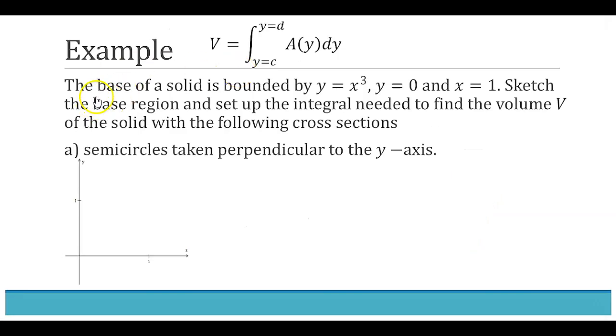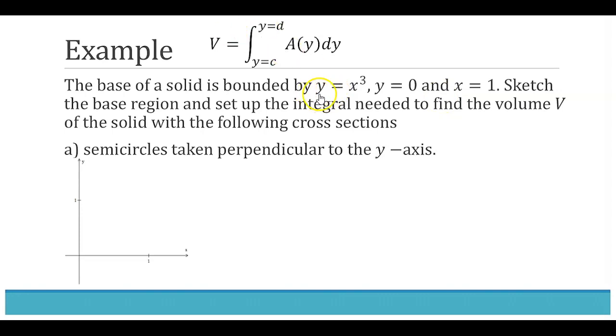In this example, we're told the base of a solid is bounded by y equals x cubed, y equals 0, and x equals 1. Sketch the base region and set up the integral needed to find the volume V of the solid with the following cross-sections. In part A, we're going to have semicircles taken perpendicular to the y-axis. We'll start by constructing the base. The base is bounded by y equals x cubed, y equals 0, and x equals 1.